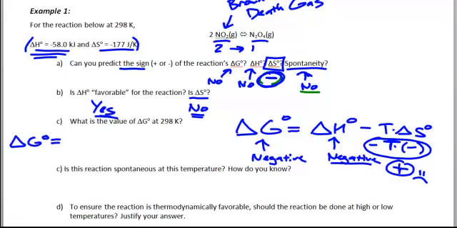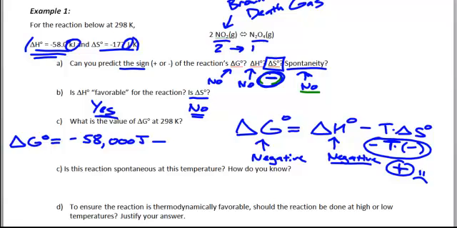So our standard free energy change will be equal to our enthalpy change, which is negative 58 kilojoules. If you notice, our units up here, our delta H is in kilojoules and our entropy is in joules. Those have to match, otherwise we're going to get a wrong answer. So let's go ahead and convert the kilojoules to joules. So that's negative 58,000 joules.